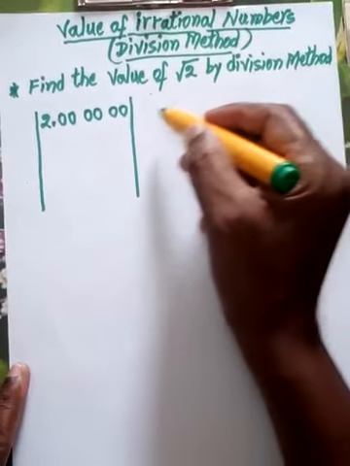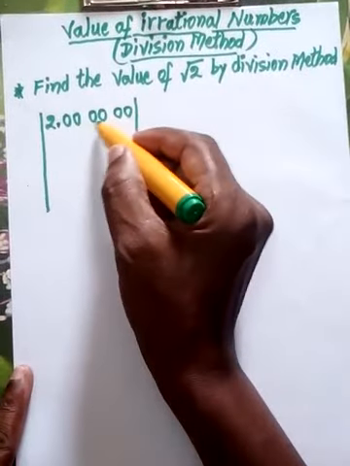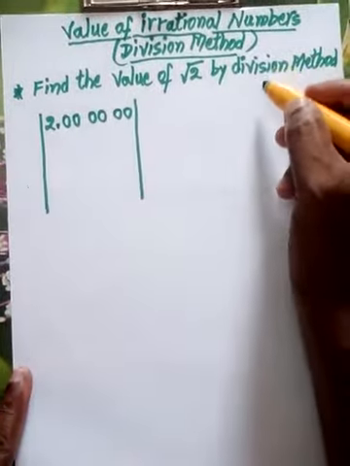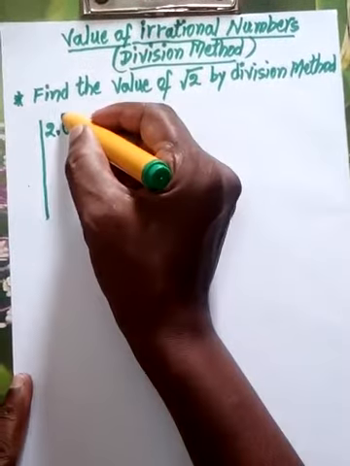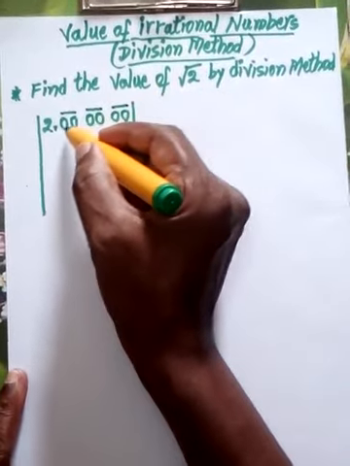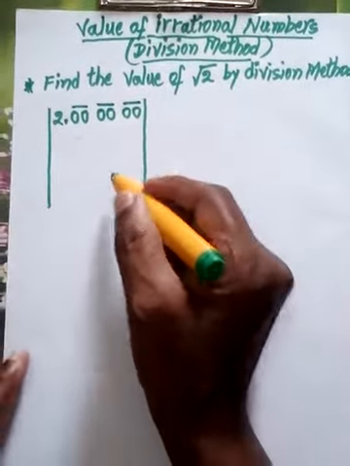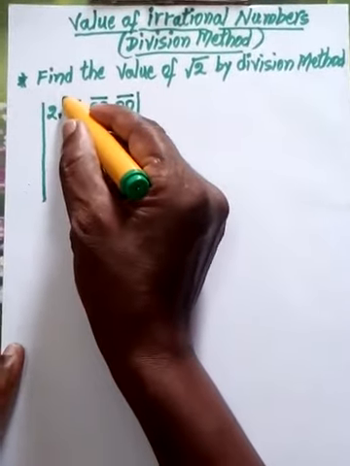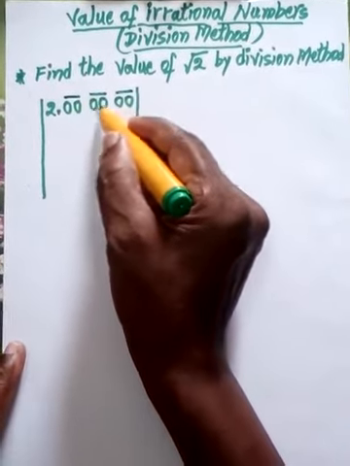So up to how many places we want to find its value, we have to take that many pairs of zeros. Let us find out up to 3 places. So we have taken 3 pairs of zeros. Pair means 2 zeros. These two are one pair and these also. So we have to draw one line on those 2 zeros each.